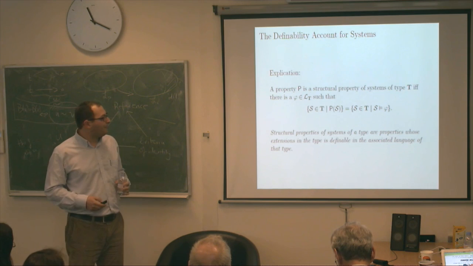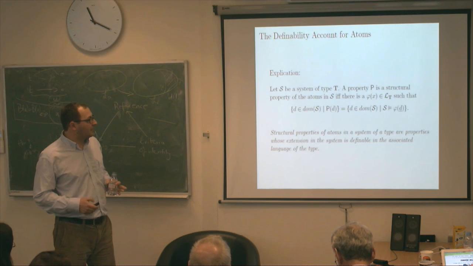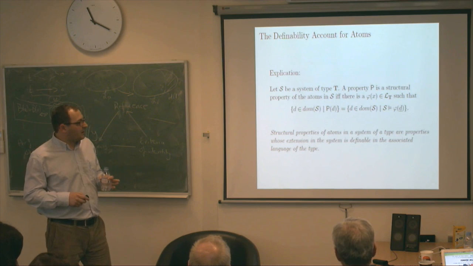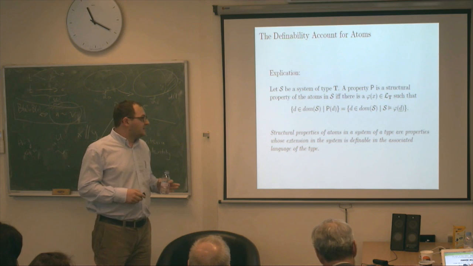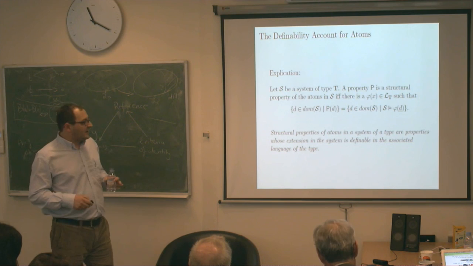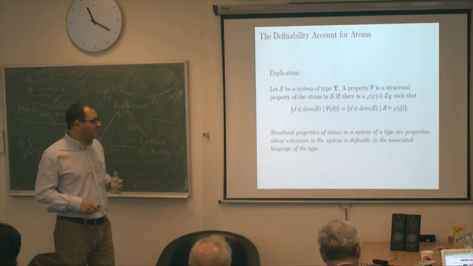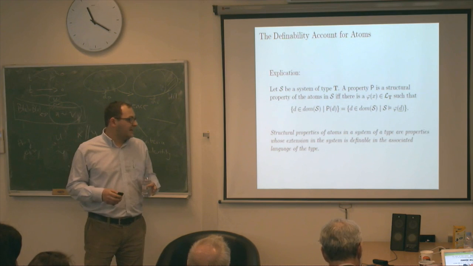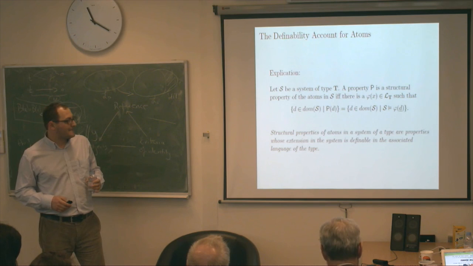And a similar approach can be given for atoms. So we say that, take a system S of a given type. A property P is a structural property of the objects or atoms in S if there is an open formula in that language such that the extension of P in S is defined by that open formula, is definable by that open formula. So structural properties of atoms in this sense, relative to a given system, are just those properties whose extension in the given system is definable in the language of that type.